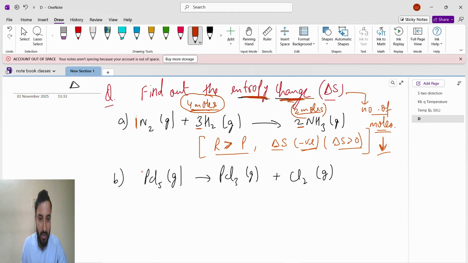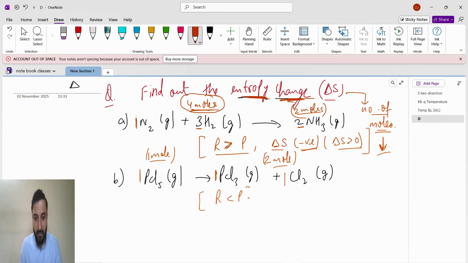Now here you see, we have 1 mole of PCl5 on the reactant side. Now in the product we have 1 mole of PCl3 and 1 mole of Cl2, 1 plus 1, 2 moles. So we have 1 mole of reactant and 2 moles of product, which means the product is greater than the reactant. Product is greater than the reactant means delta S is positive, or delta S is greater than 0. Find out the entropy change: there is an increase in entropy. Understand?